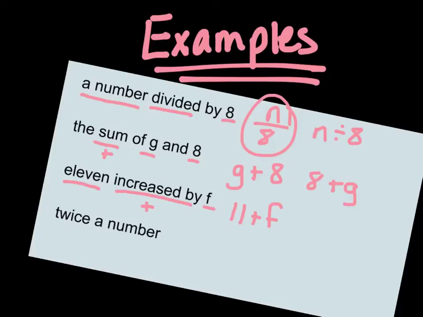The last example on this slide is twice a number. So twice something I don't know. We've talked about twice a little bit, but remember that that means 2 times something. If I have twice the amount, or if I double the amount, that's all multiplication. So 2 times the unknown. So 2 times, I'm going to use B for my variable. I could have picked any variable I wanted because it didn't give me one.